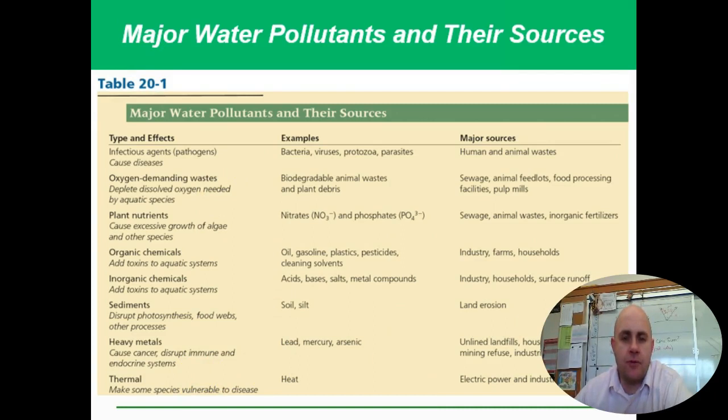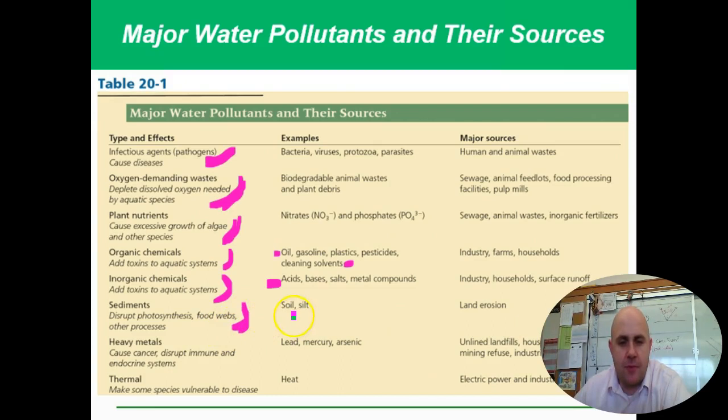And so what are the major water pollutants out there? Well, here they are. The first one is bacterial and viral. It's biological. Next is oxygen demanding wastes, like animal waste, things like that. Plant debris, things that take oxygen to rot them away. Plant nutrients like fertilizers and stuff. Nitrates and phosphates, things of that nature are in there. Organic chemicals. Oil, gasoline, plastics, pesticides, solvents. Inorganics. Mostly acids, bases, salts, things like that. So chemical compounds.